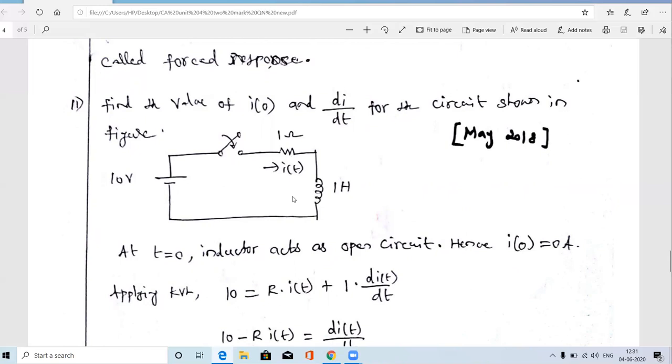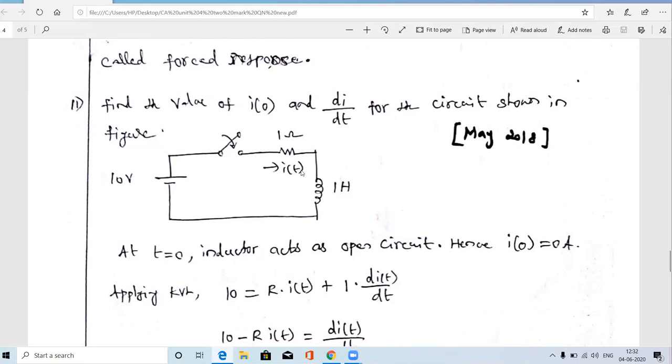This type of response is called the transient response. If we measure the current through the resistor at time t less than 0, or time t equal to 0, or time t equal to 1 hour, the current flowing through the resistor and inductor will vary with respect to time. Since the switch is open for time t less than 0, the current flowing is 0. Whenever the switch is closed, the current flowing through these components will vary. When the current or the voltage at a particular node varies with respect to time, that type of response we call a transient response.